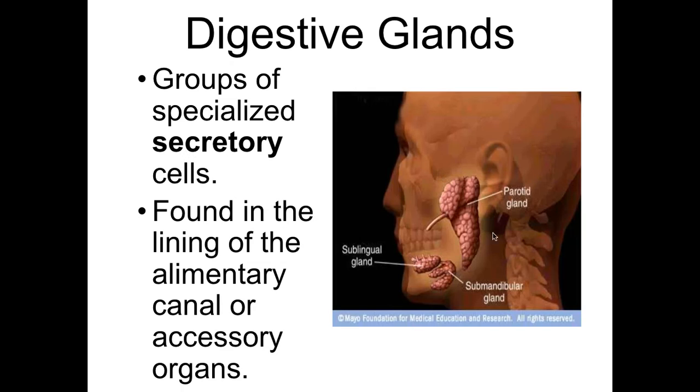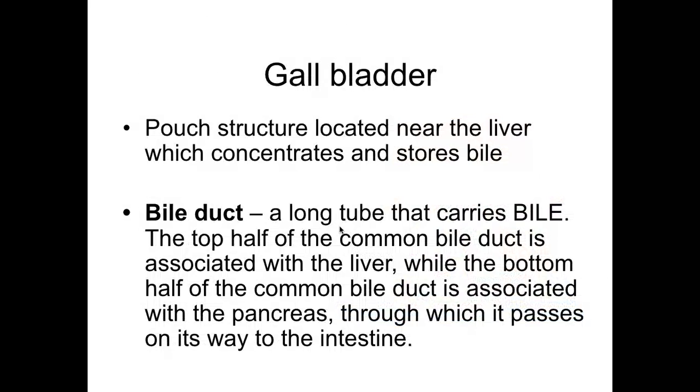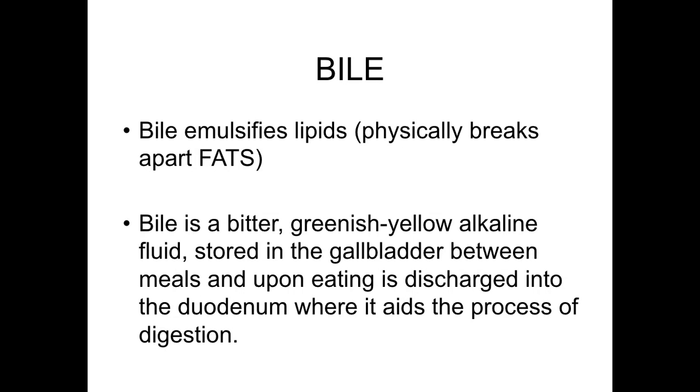secretory glands, producing saliva, adding saliva in it. So these glands help produce saliva and digest food. Our gallbladder stores bile. It's a pouch, and we'll take a look at it. It stores the bile, which breaks down fats, a bitter greenish-yellow alkaline fluid stored in the gallbladder.